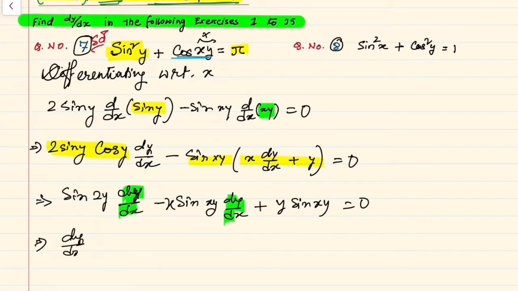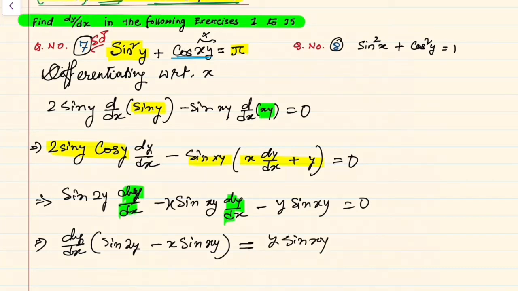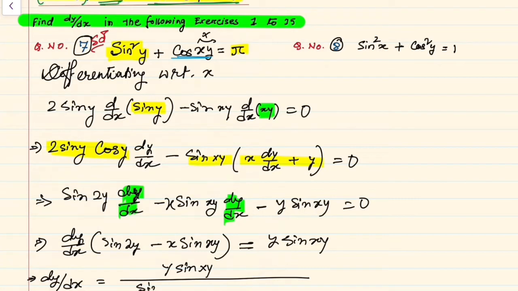dy by dx times sine twice y minus x sine of xy, and here this term, sorry, this should be minus, I have made a mistake here, this is minus, on the other side it will be plus y sine of xy. Okay, and so from here dy by dx is going to be equal to y sine of xy divided by sine twice y minus x sine of xy. So that's our answer. That's how we can solve.